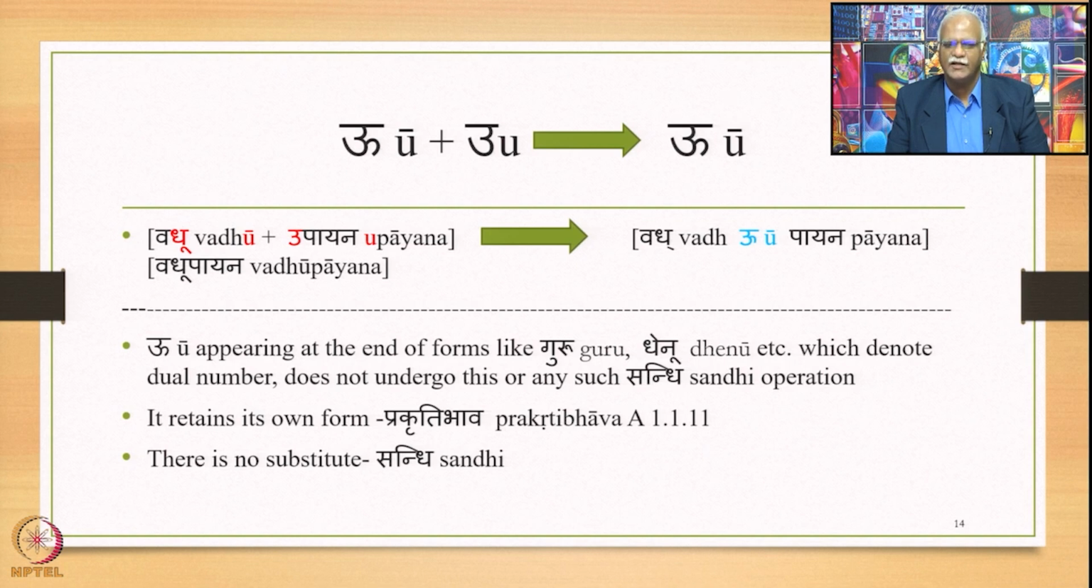Vadhu plus upayana. Now you have long u at the end of the first pada followed by short u at the beginning of the second pada, which is part of a compound. Since this is a samasa, samhita is obligatory, and we have 6-1-101 applying and then generating the output in the form of vadh, u and payana. When we join them together, we get vadhupayana.